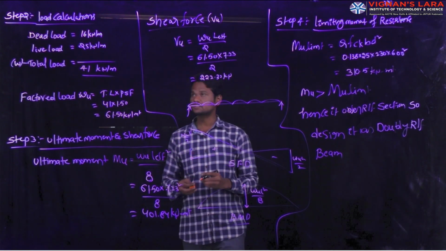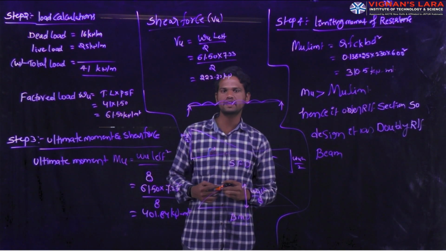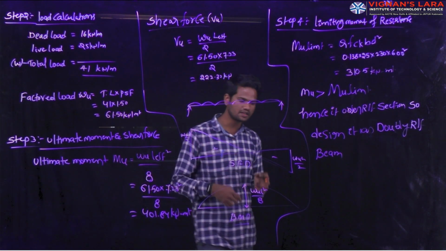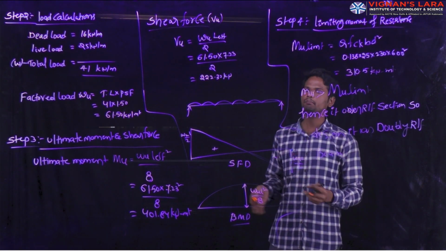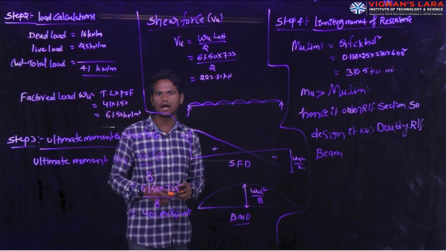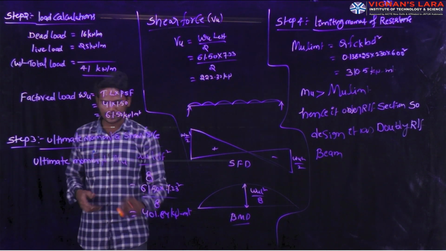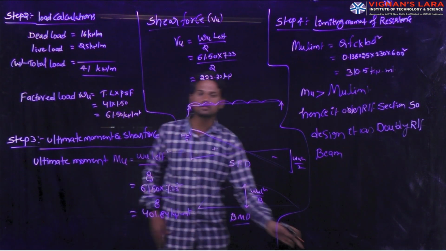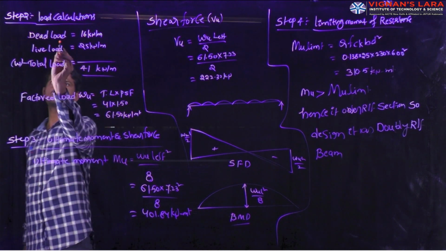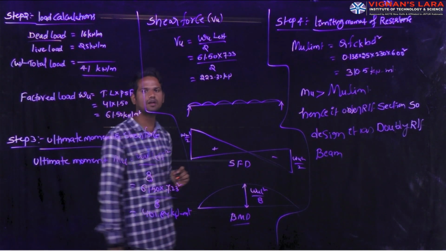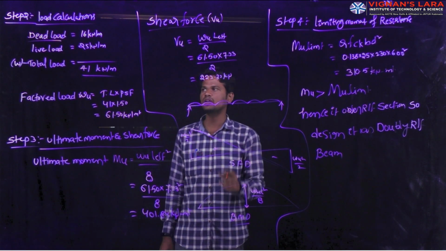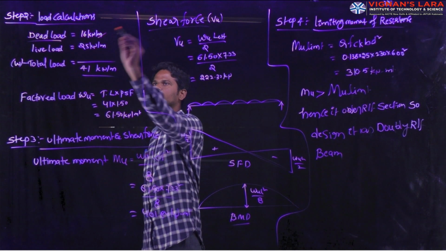Okay, next, step number 2, we have the load calculations. In load calculations, we have to see what different types of loading conditions they are asking in the problem. Based on that, we have to calculate the dead load, live load, and the ultimate load or factored load. If you observe our present problem, they directly gave the value of the dead load as 16 kN per meter. That means including the self-weight and any additional dead load acting on the beam, they directly mention it in the problem.